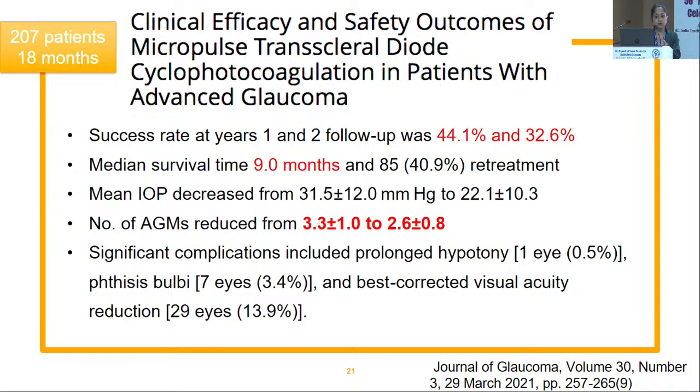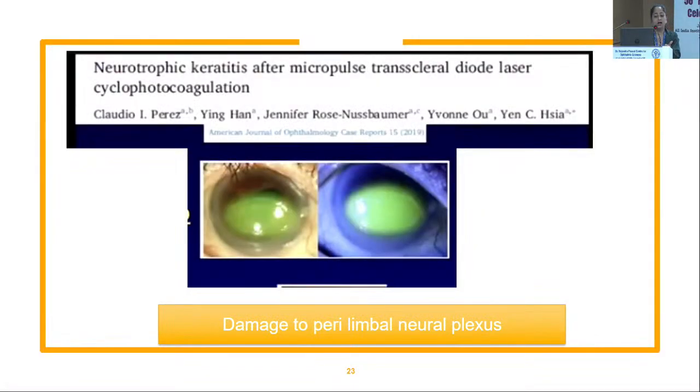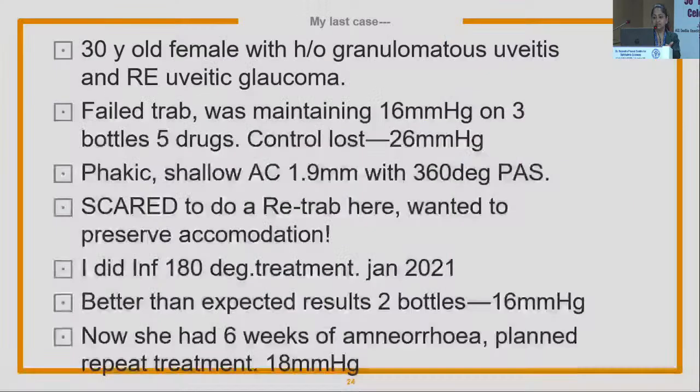In a study of 207 patients over 18 months follow-up, published in the Journal of Glaucoma, one eye had hypotony, 7 eyes had phthisis bulbi, and 13% of eyes had reduction in visual acuity. Similarly here, you see about 15% of eyes lost more than 3 Snellen lines. So you have to be very cautious while doing this technique. It can also damage the limbal neuroplexus and give rise to neurotrophic keratitis.